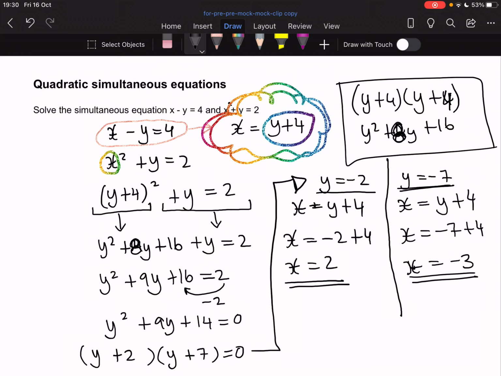So these are my two pairs of solutions. When y equals minus 2, x is equal to 2. When y equals minus 7, x equals minus 3. And I'm done.